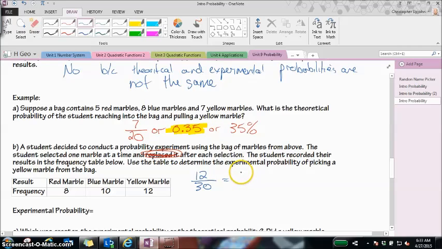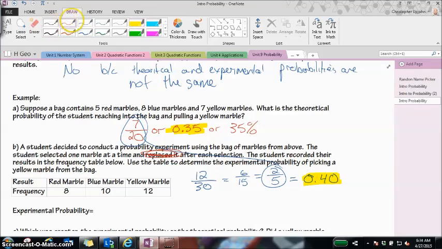We need to simplify that. So we can divide everything by 2. Oh, we can divide it by 3 as well. So we get 2 out of 5. Now it's hard to compare this with this because they're not the same denominator, so let's put it as a decimal. That's 0.4. Again, why we want decimals, it's easier to compare.